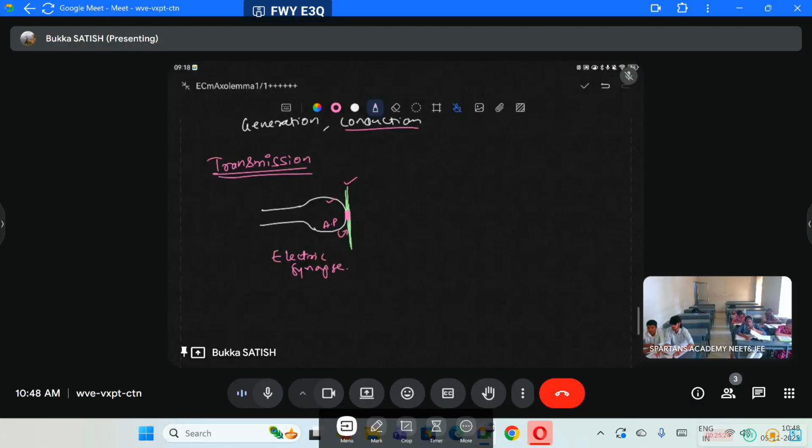Right? But if there is a space between these two, some kind of distance between these two, the action potential cannot directly jump into this. Okay, so instead, what happens is inside this axon terminal, this one is the axon terminal. This is the synaptic knob.